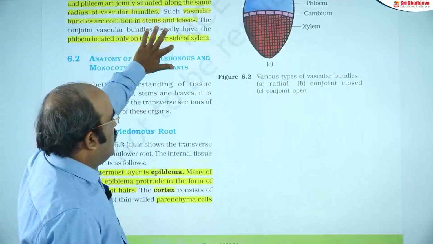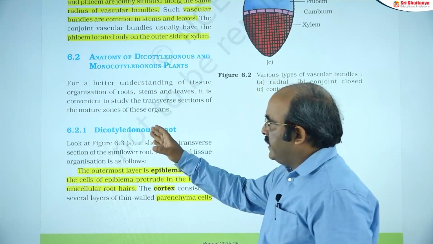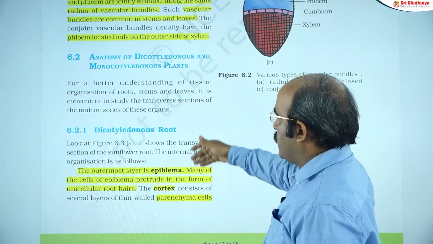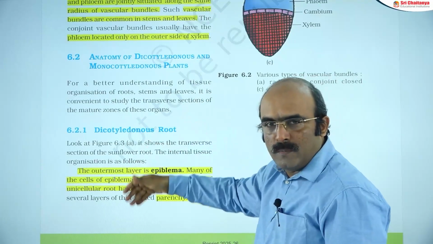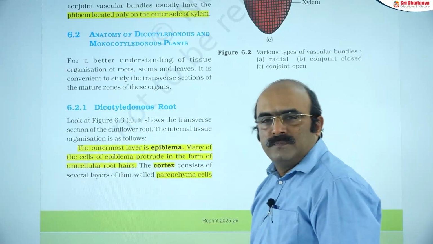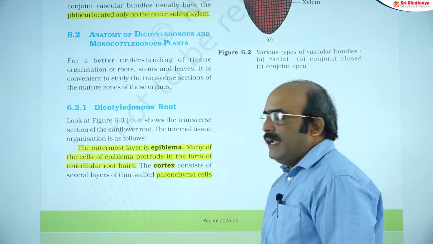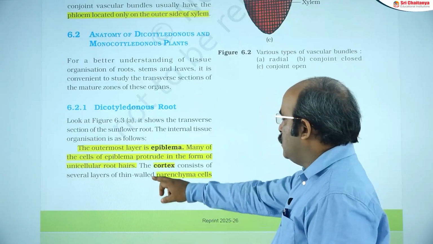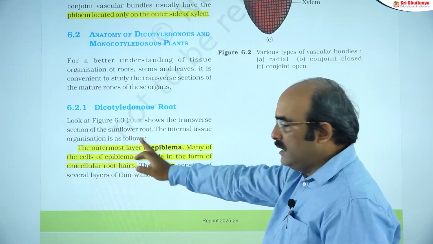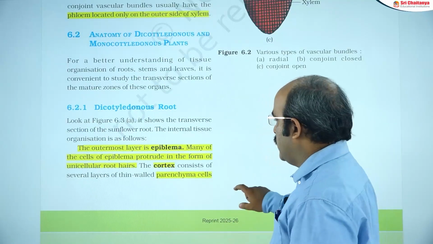Now coming to the transverse sections of the monocots and dicotyledonous plants, we have the explanatory parts for the dicot root followed by the others. The first one is the dicot root. The outer layer of the dicot root is called epiblema, and it has unicellular extensions called root hairs, which we discussed earlier in the epidermal tissue system, which help in the absorption of water and minerals.